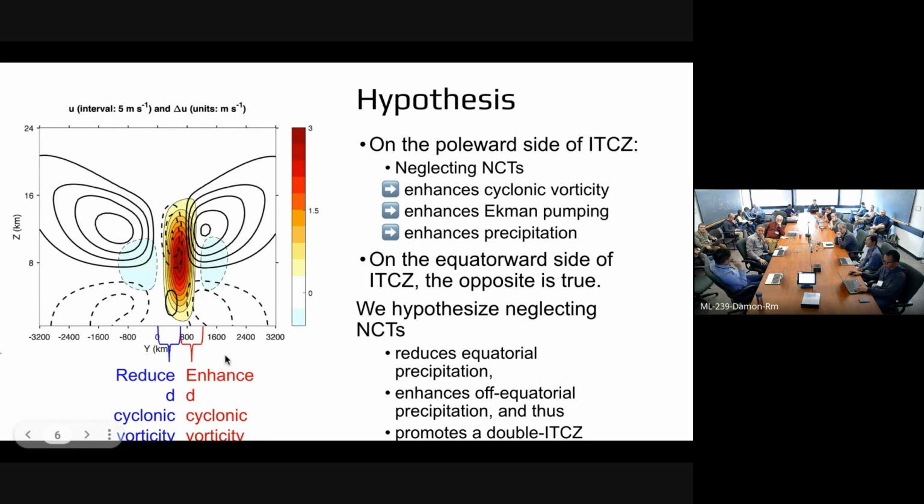And so neglecting that vorticity tilting is going to introduce enhanced cyclonic vorticity on the poleward side of the ITCZ and reduced cyclonic vorticity on the equatorward side of the ITCZ. And that is going to, I hypothesize this, enhance Ekman pumping on the poleward side of the ITCZ, which further enhances precipitation.